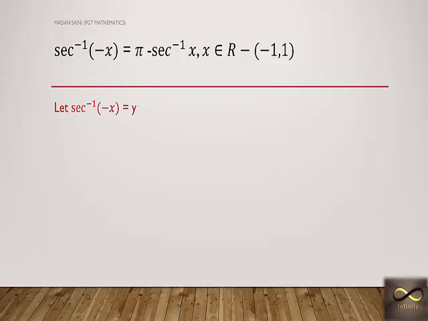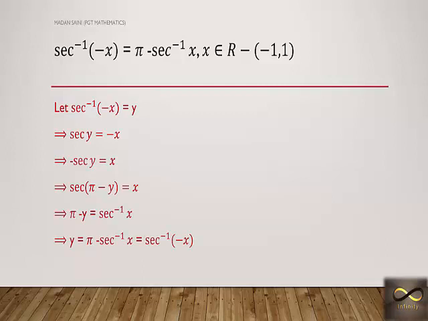So let us start with sec inverse of minus x is equal to y. This will give us sec y is equal to minus x. Shifting negative on another side will give us minus sec y is equal to x. Using property of sec function, sec of pi minus theta is equal to minus sec theta, we will have sec of pi minus y is equal to x. Pi minus y is equal to sec inverse x using inverse property.